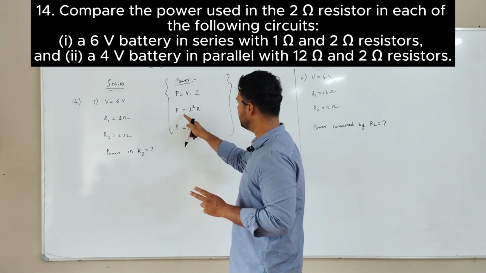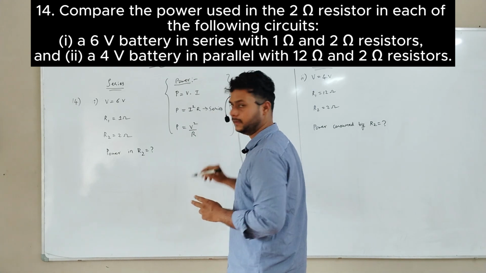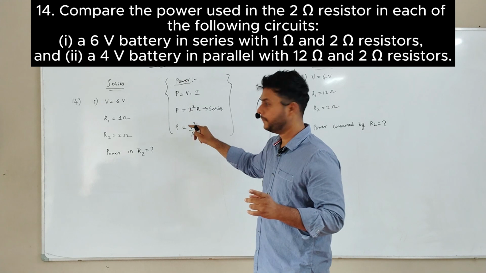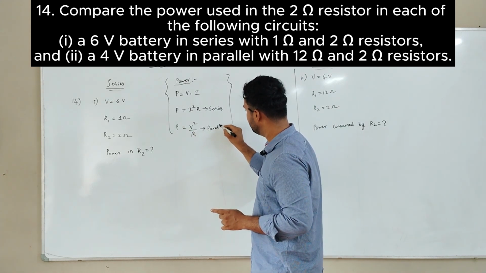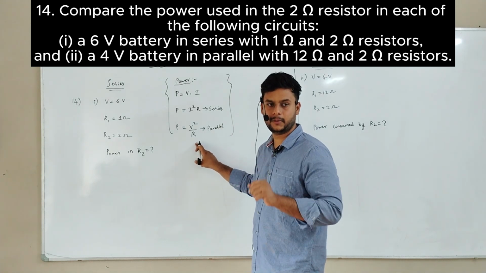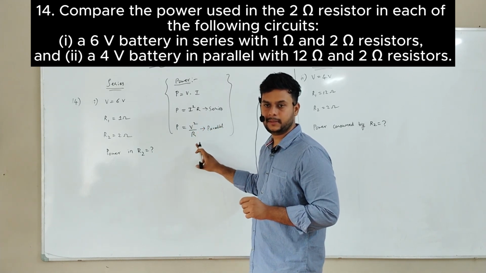Second, P is equal to I square R is used in series. In a series circuit you have to use this formula. Why, I will tell you that also. And in parallel I should use this formula. Remember it in one place. Take it and look at it at home, I have put it in the parallel circuit. This is used in series, this is used in parallel.